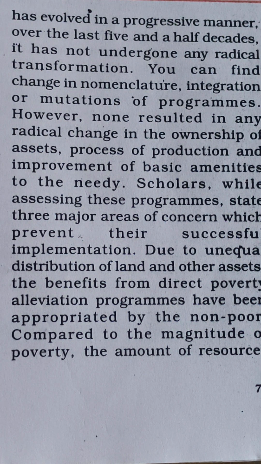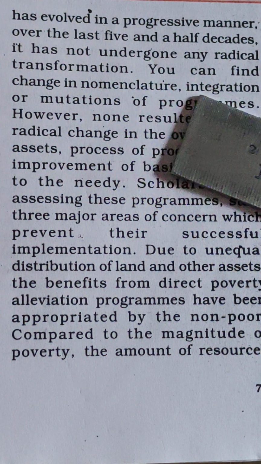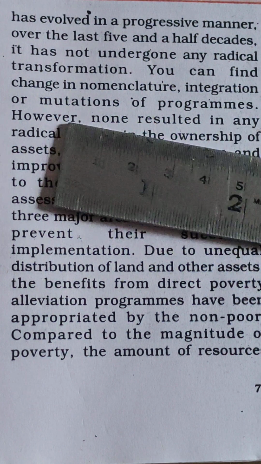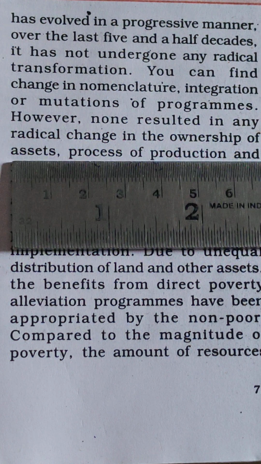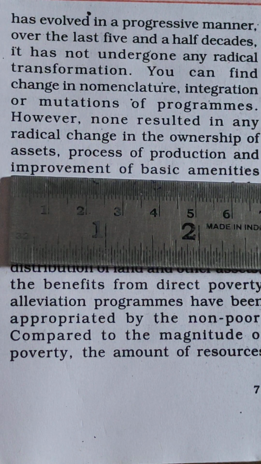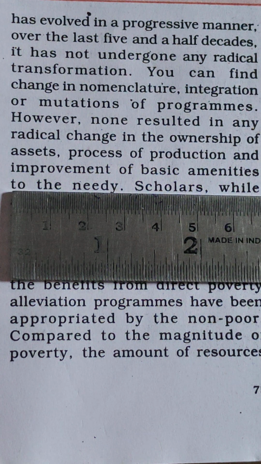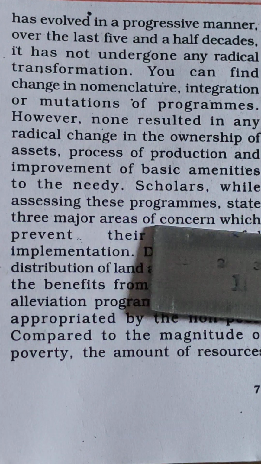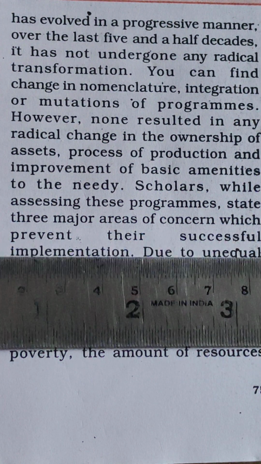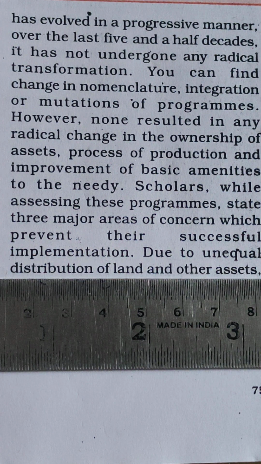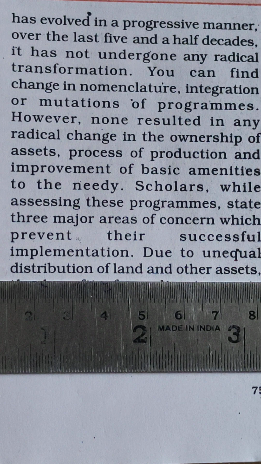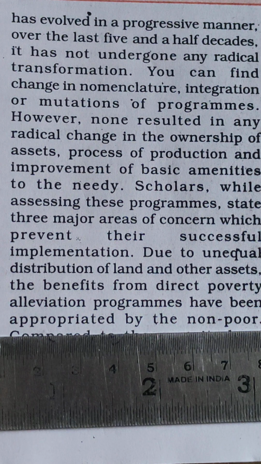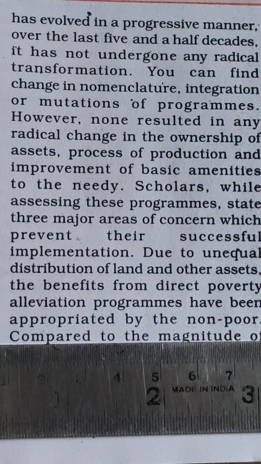You can find change in nomenclature, integration, or mutations of programs. However, none resulted in any radical change in the ownership of assets, process of production, and improvement of basic amenities to the needy. Scholars, while assessing these programs, state three major areas of concern which prevent their successful implementation. Due to unequal distribution of land and other assets, the benefits from direct poverty alleviation programs have been appropriated by the non-poor.